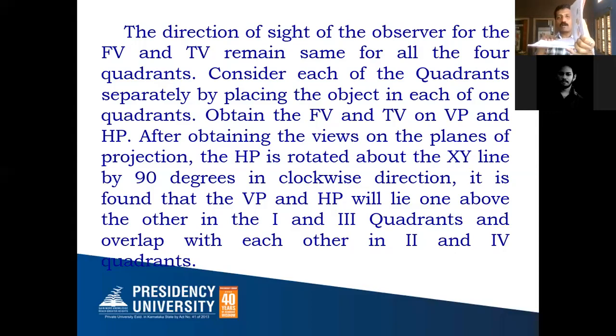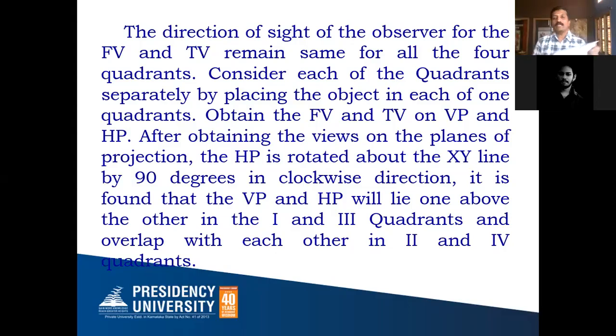Remember this. To draw this, the procedure is that we always need to rotate the horizontal plane by 90 degree in a clockwise direction. See, this is your first quadrant, correct? And by fixing the vertical plane, I am rotating the horizontal plane by 90 degree. So I rotated it. The intersection between your HP and VP is called the XY line. Correct? This is the intersection line. So this is HP where I have drawn the top view, and this is VP where I have drawn the front view. So like this, I need to draw the projection for the first quadrant system.